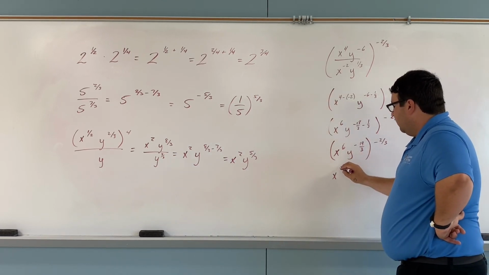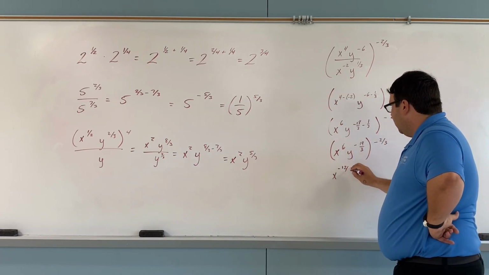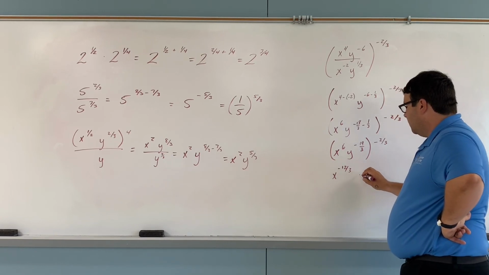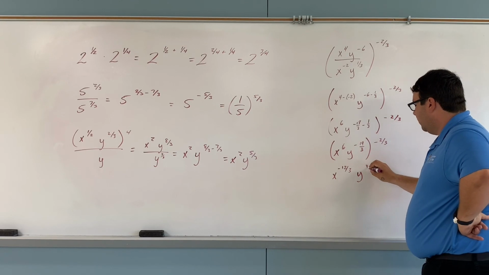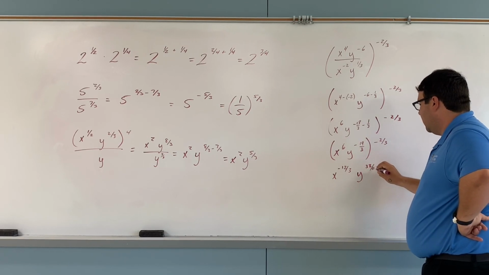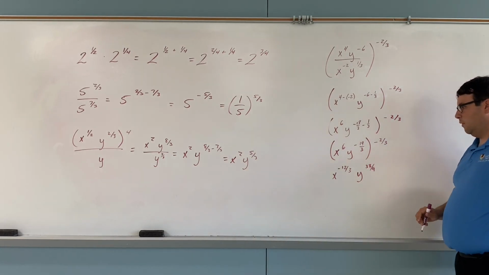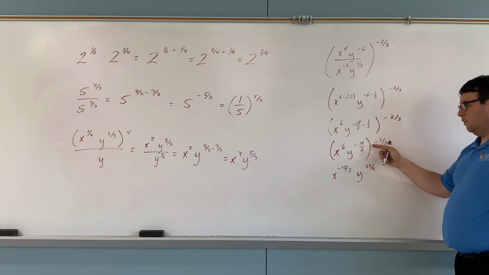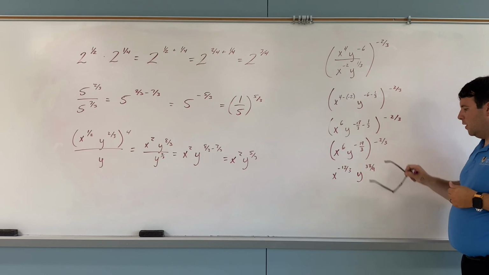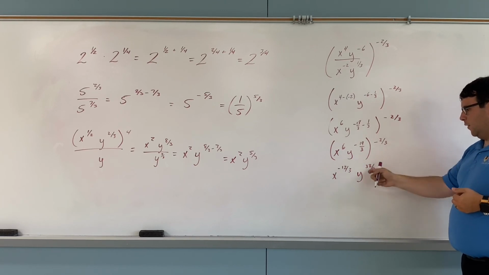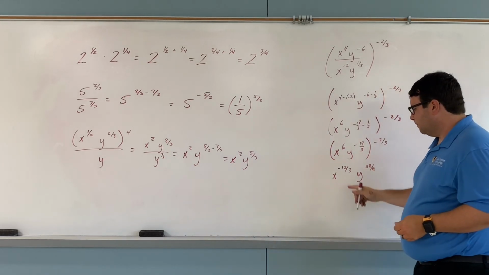So this would be x to the negative 12/3, y to the positive 38/9. So I'm multiplying my exponents, and that's giving me a negative 12/3 here and a positive 38/9 here.